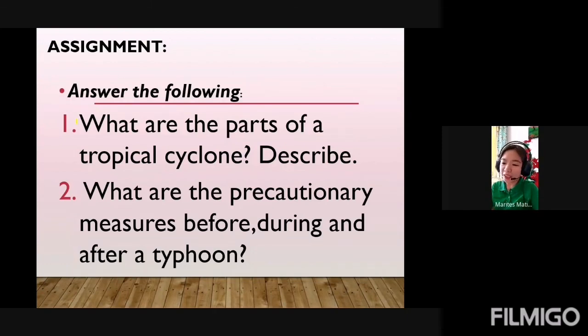Okay, so for your assignment, what are the parts of a tropical cyclone? Describe each. Then, what are the precautionary measures before, during, and after a typhoon? So, pwede nyo nang isabay yung sagot ninyo sa Friday. Okay? So, that's all for today, mga anak. Thank you.